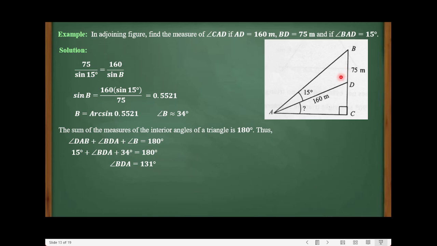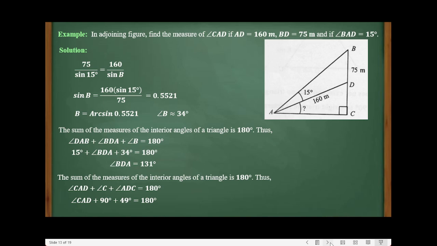Now, we know that this angle is 131, therefore we could easily get this angle by getting the supplement of this angle. And angle CAD is 41 degrees. Okay, so it means angle ADC is 49, which is the supplement of 131. Okay, and this is the answer. Of course, angle ADC is 49. Okay.